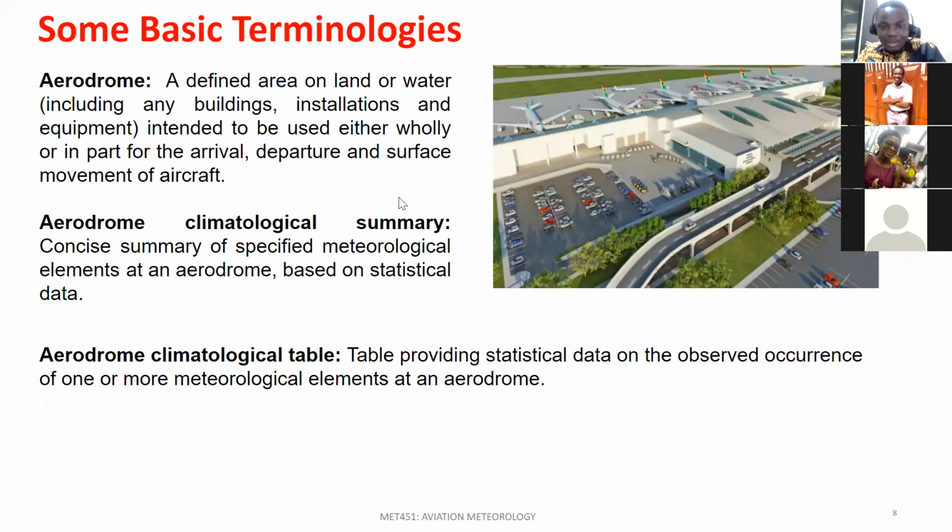All right. So if I notice that this is what we are observing, now we can look within the climatological records and then see how consistent this event has been, or how different this event is this time. All right. And so clearly that's what the climatological summary is useful for. And we also have the climatological table, which is just a table that provides the statistical data on the observed occurrence of one or more meteorological elements at an aerodrome.